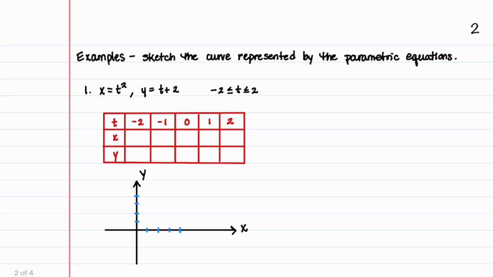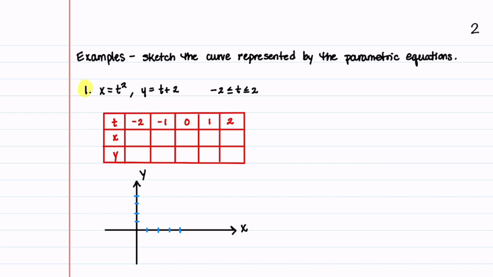In this video, I'm going to walk through 3 example problems and show you exactly how to sketch a parametric curve. In the first example that we'll look at, x is equal to t squared and y is equal to t plus 2, and we're given that t ranges from -2 to 2. We'll first create a table of values. I've already filled in t since we were given that t ranges from -2 to 2.